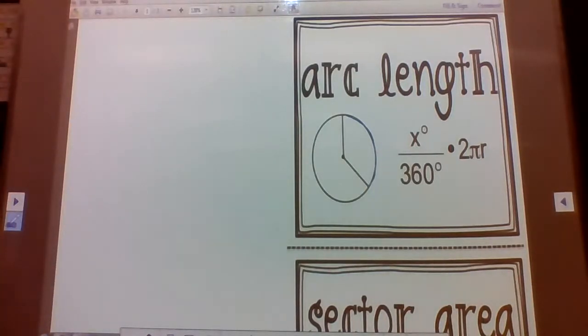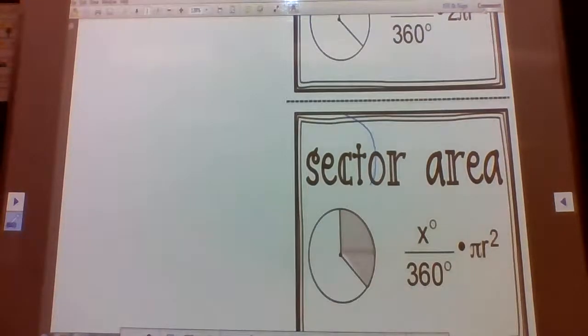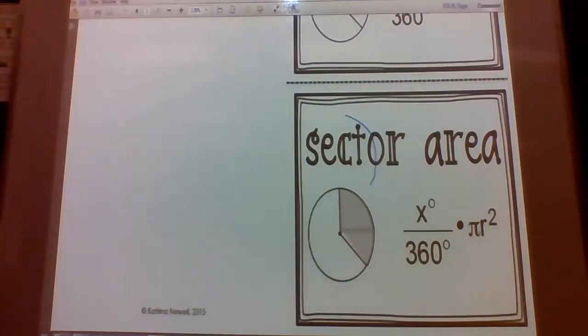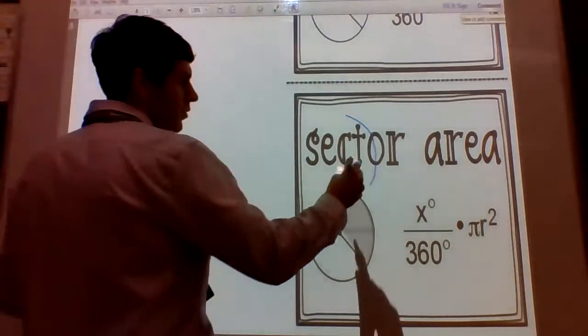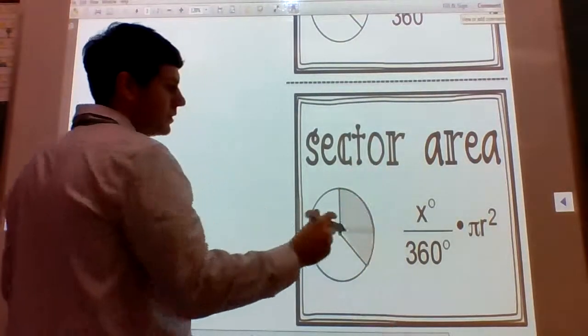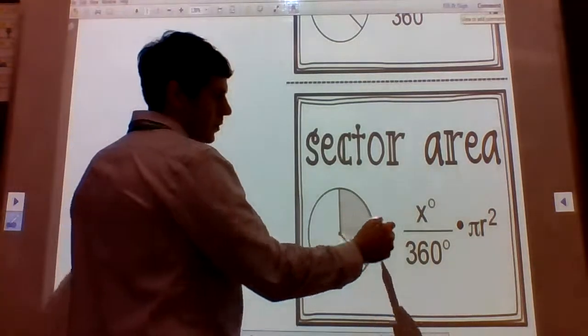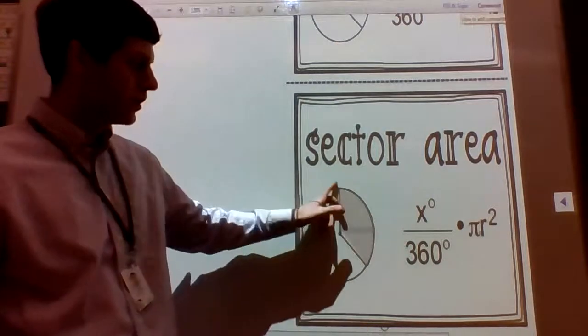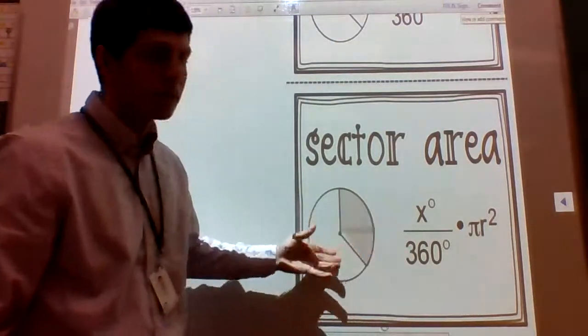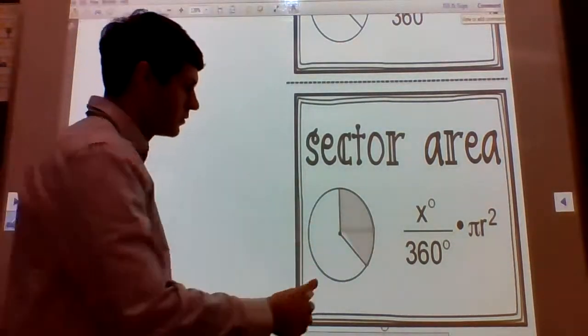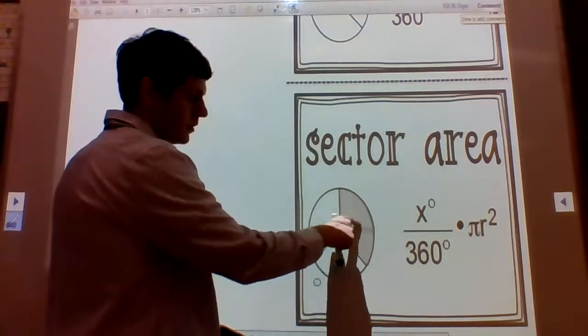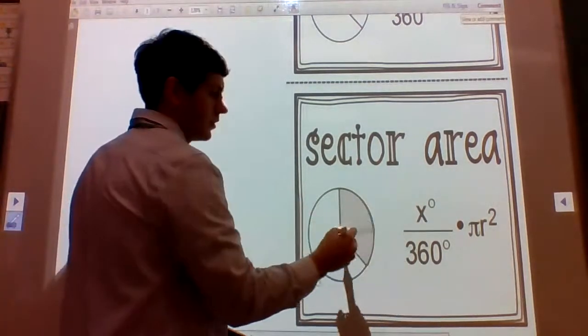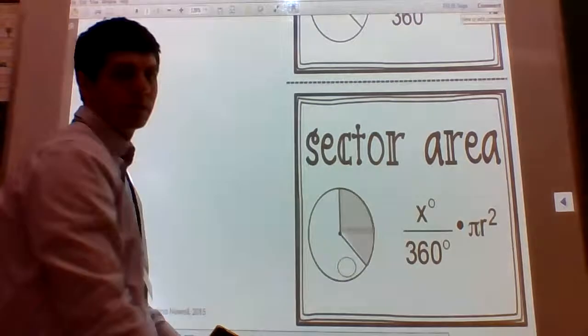And then again for sector area, it's the same thing. The area of the whole circle is pi r squared. We're not looking for the area of the whole thing, we're only looking for a piece of it. So we want to multiply by what piece of it we have. Again, if this is 120 degrees, then we only have 1/3 of the circle. So 1/3 times the area of the whole thing is going to give us the area of this sector.